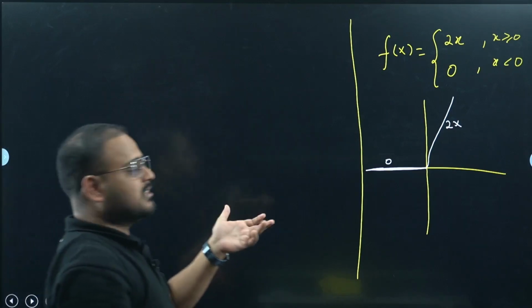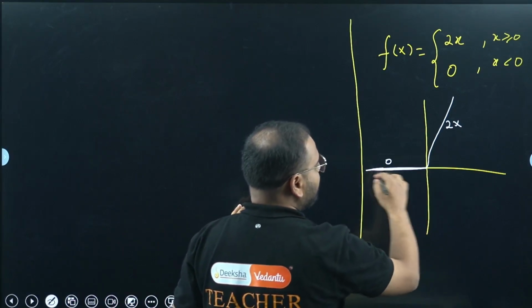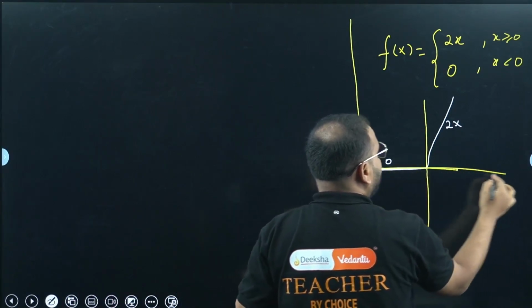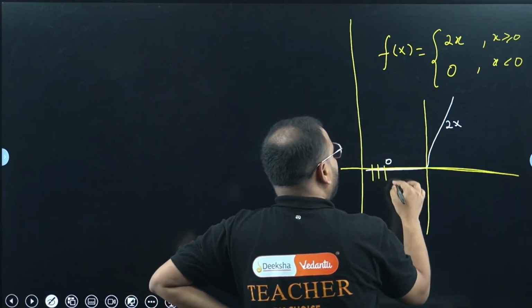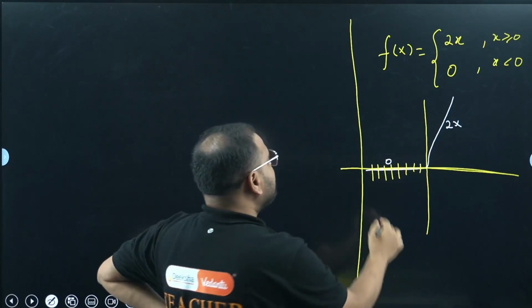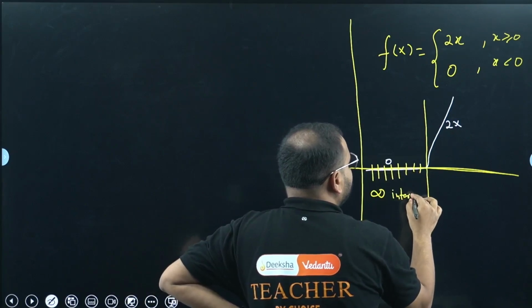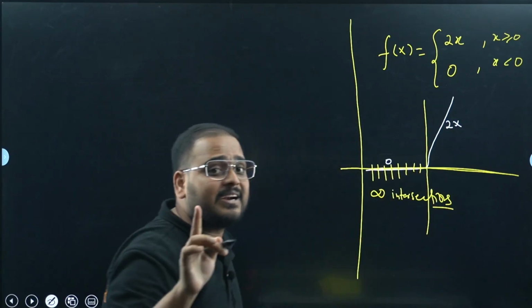Let's decide on one-one. If I draw a line parallel to the x-axis, like I can draw a line on the x-axis only, like this. When I do that, how many intersections are there with the graph? The graph is the white part. How many intersections? Infinite intersections, right?